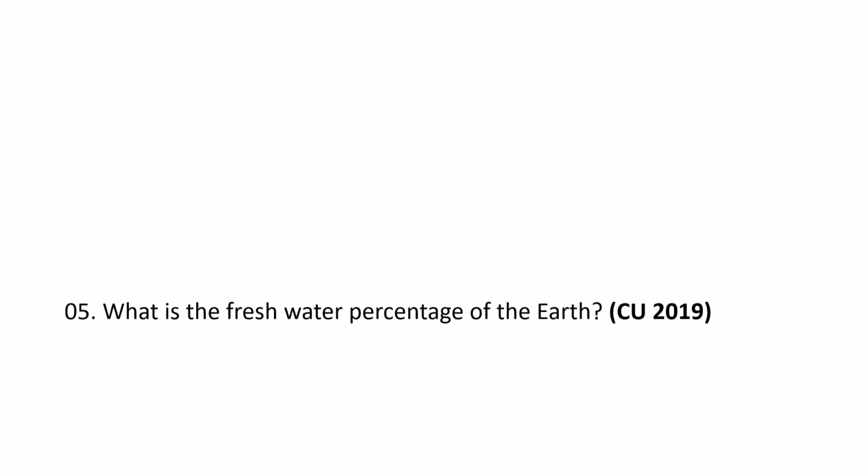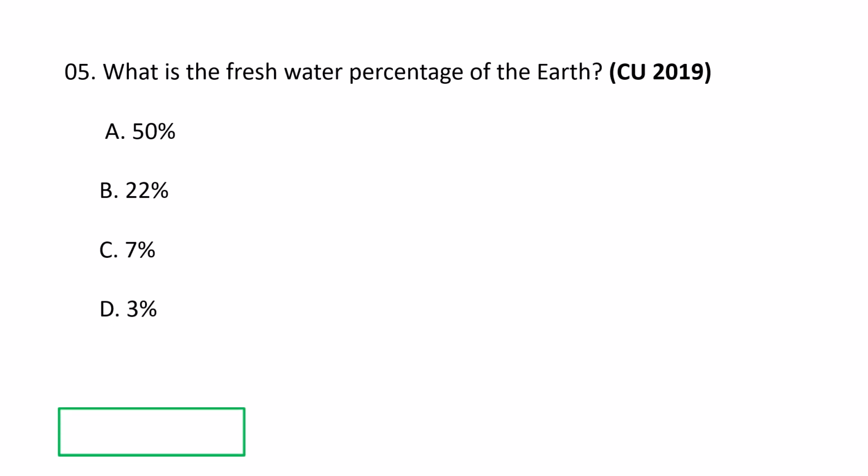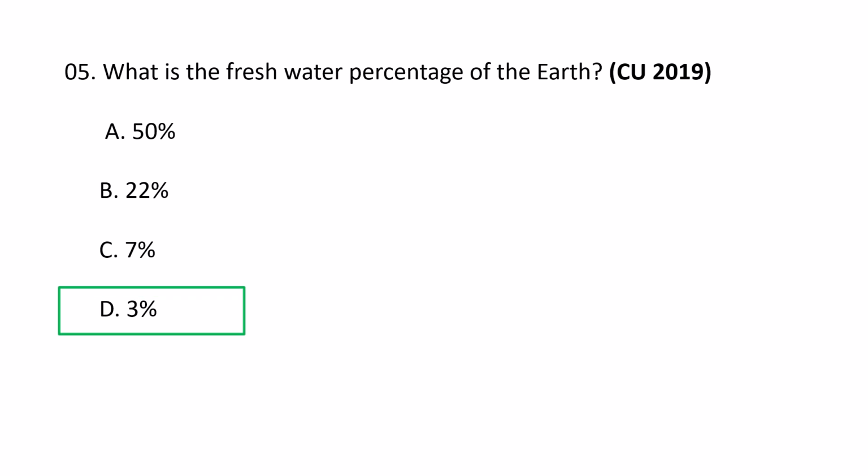Next question. What is the freshwater percentage of the Earth? A. 50%, B. 22%, C. 7%, and D. 3%. The freshwater percentage of the Earth is only 3%, while the remaining 97.5% is salt water. Of that freshwater, a significant portion, around 69%, is locked up in glaciers and ice caps, making it inaccessible for immediate use.